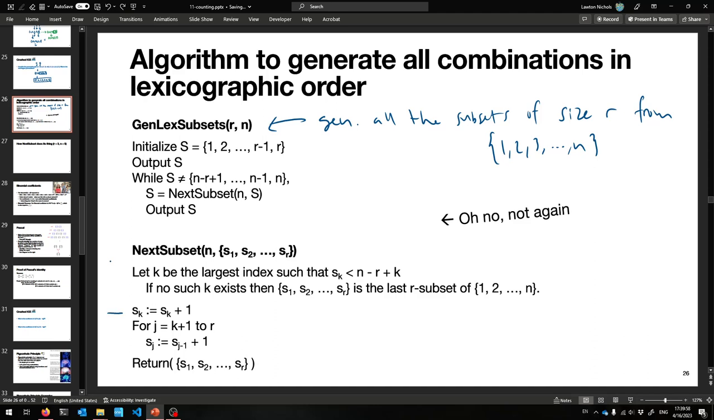But assuming you're good, here's what you do. You take that index k, you increment it. Then you go through every index from k plus 1 onwards, and you set the value at that index to be the value of the index before it plus 1. So you're not incrementing yourself, you're incrementing the person before you and bringing them into you plus 1, which is weird. And so it's going to make an ascending thing again. And then that's the subset that you've generated. Output that.